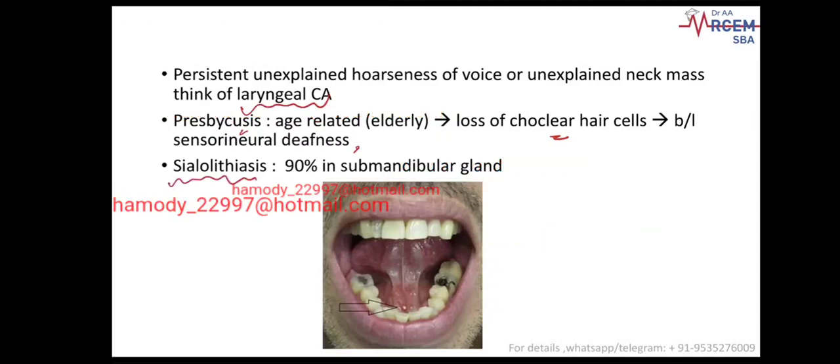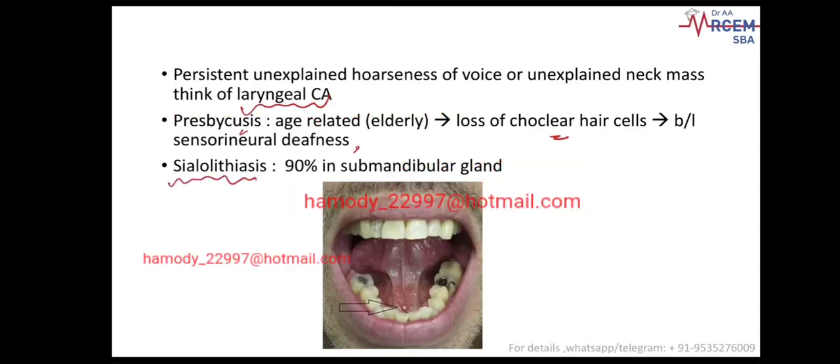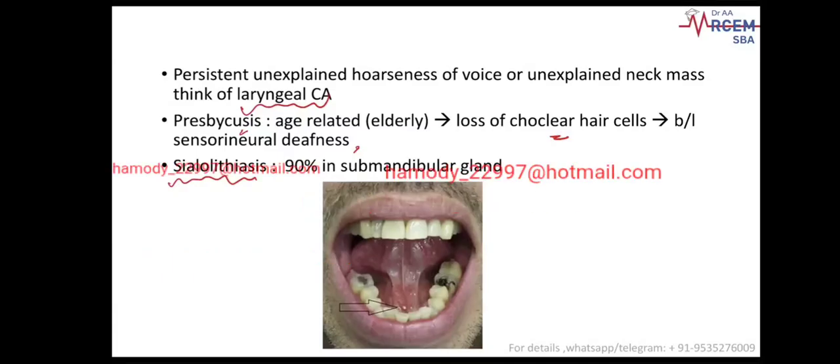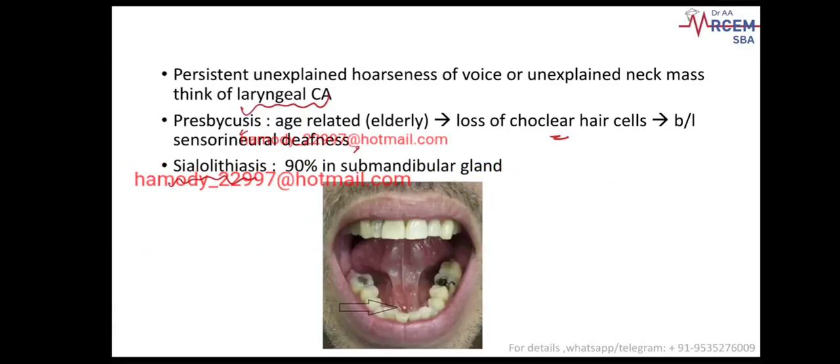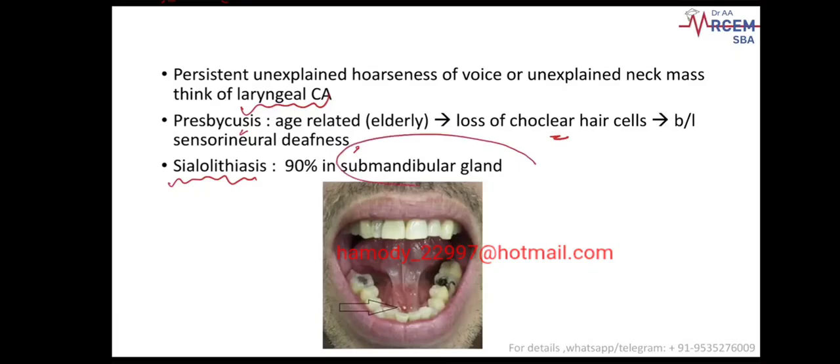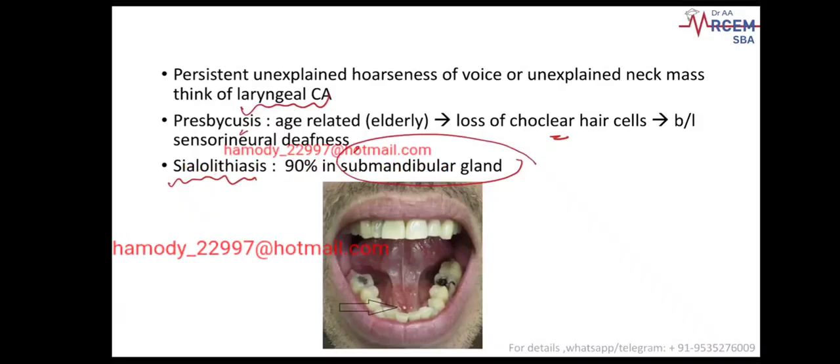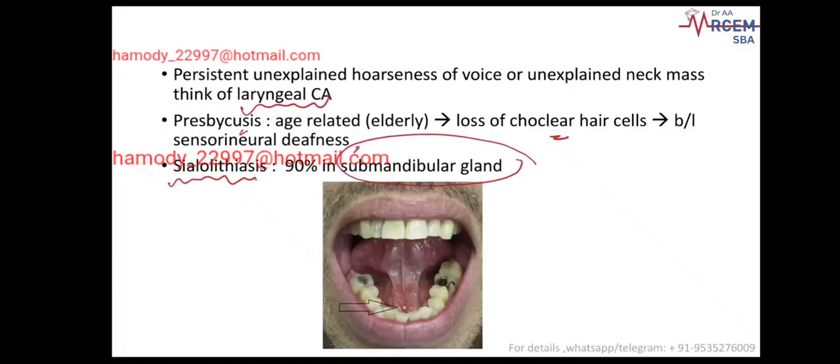Sialolithiasis is nothing but stone. A stone can obstruct the salivary glands or the outlet of the salivary glands. This is most of the time seen in submandibular glands. Usually we salivate a lot whenever we are having sour things like lemon, and then they'll have a severe pain because the stone is obstructing the outflow.